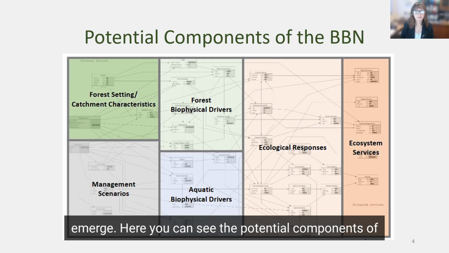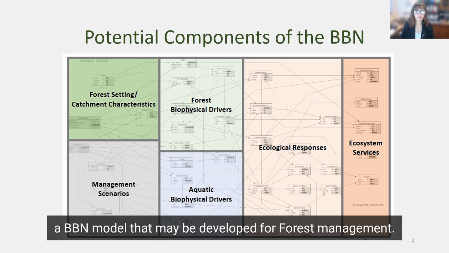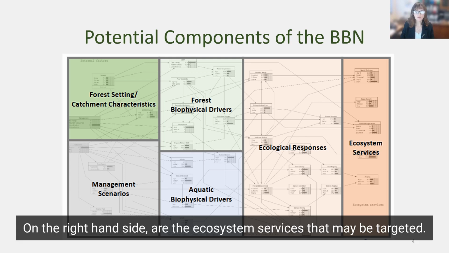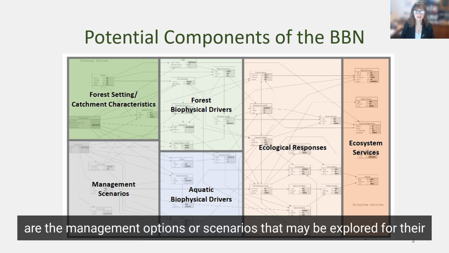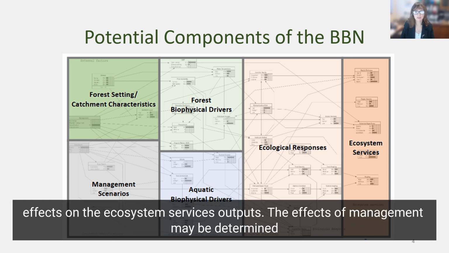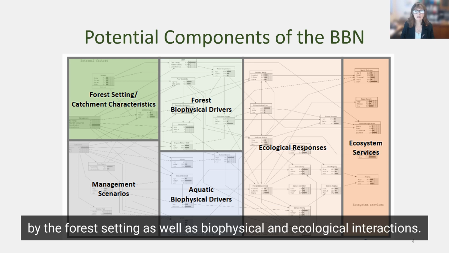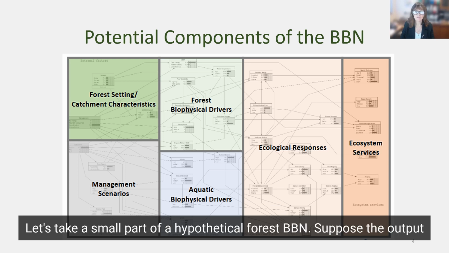Here you can see the potential components of a BBN model that may be developed for forest management. On the right-hand side are the ecosystem services that may be targeted. On the left-hand side are the management options or scenarios that may be explored for their effects on the ecosystem services outputs. The effects of management will be determined by the forest setting, as well as biophysical and ecological interactions.